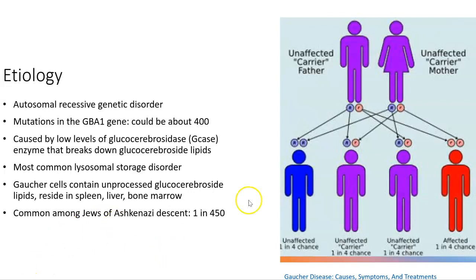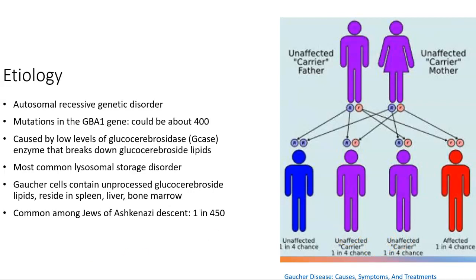And both of these parents can have children that are unaffected, are unaffected carriers of the disorder and present with no symptoms, or have an affected child, which is a 1 in 4 chance, or 25% chance. And this disorder is one of the most common autosomal recessive disorders amongst the Jews of Ashkenazi, where it is 1 in 450 likely to have the disorder.